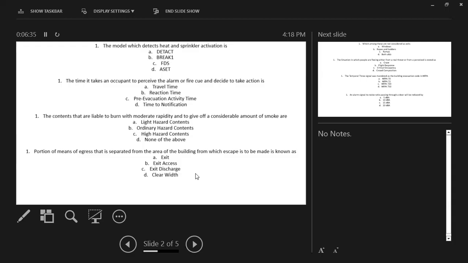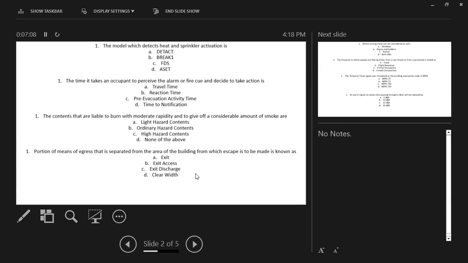The right answer is reaction time. Travel time and pre-evacuation activity time don't define the action. Pre-evacuation activity time has already crossed the reaction time. Whatever your reaction is after listening to the notification, that is the first thing, and then comes the pre-evacuation activity time. Here it's talking about how you perceive it and what your action is accordingly. So that is the reaction time.